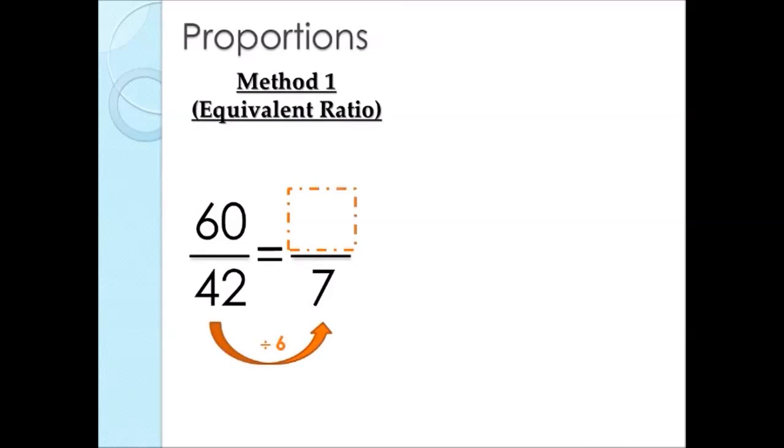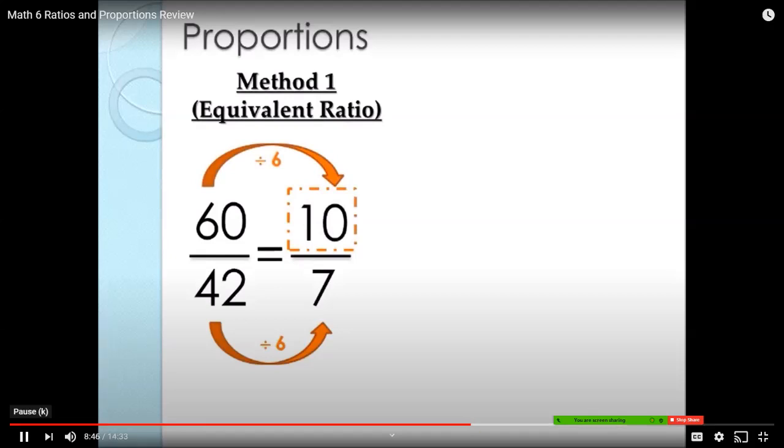In fractions, you always have to do the same thing to the numerator that you are doing to the denominator and vice versa. Therefore, since we divided our 42 by 6, we also have to divide our 60 by 6, which gets us 10. So the equivalent ratio to 60 over 42 is 10 over 7.